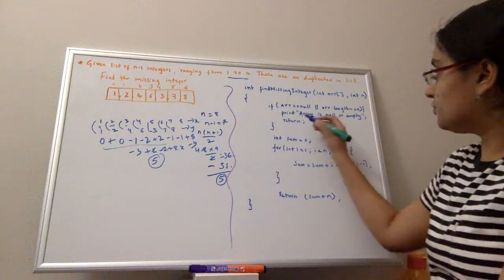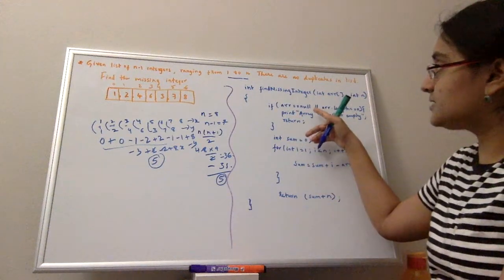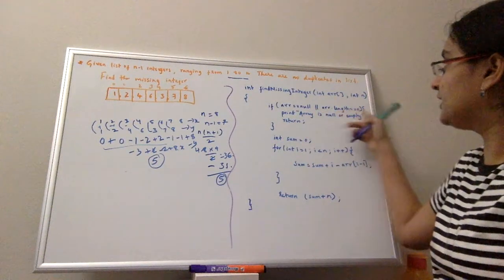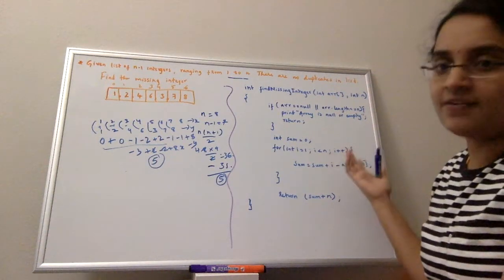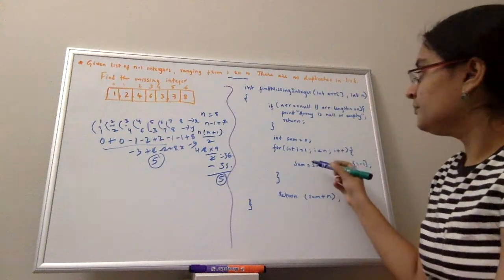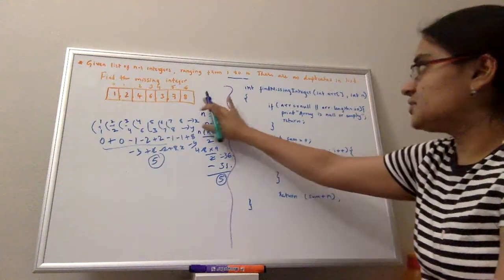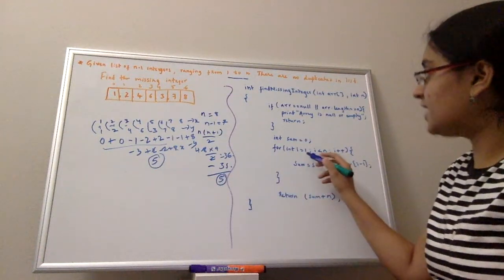First, I check whether the array is null or its length is zero, that is, whether we have an empty array or not. In that case I'll return. But in our case we have a valid array, so we'll go ahead with our logic where I'll start my sum with 0.